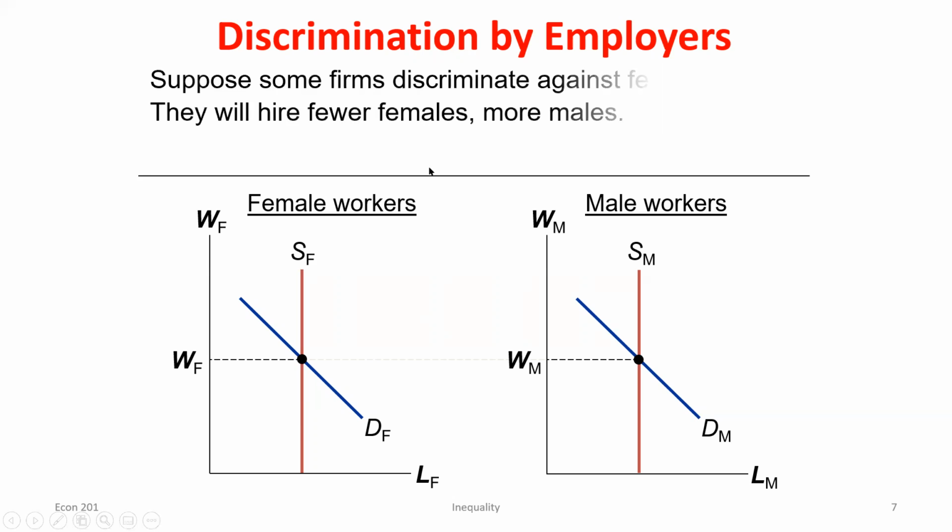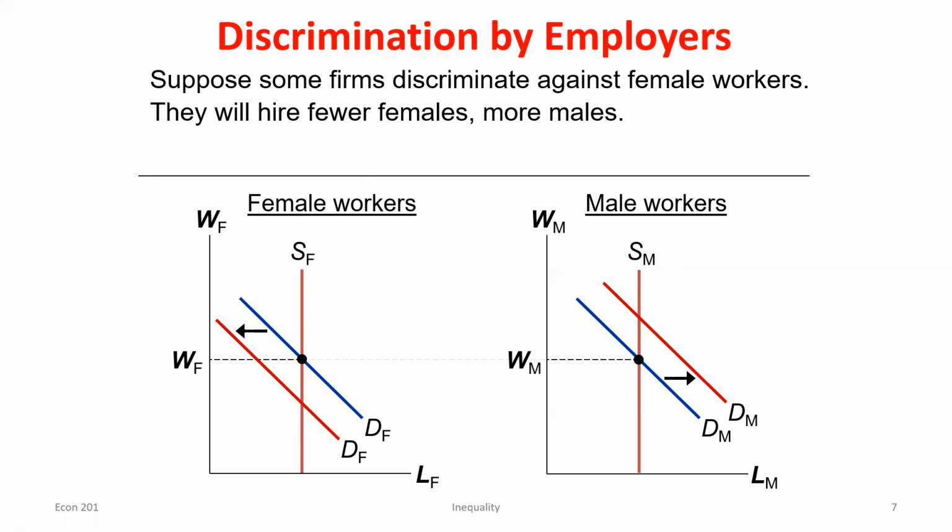So I showed you some negative things, but here's at least a positive conclusion using economic principles about discrimination that could exist. Suppose some firms are discriminating against female employees. So they're going to hire fewer females than males. For whatever reason, that firm's demand curve for female employees is lower.